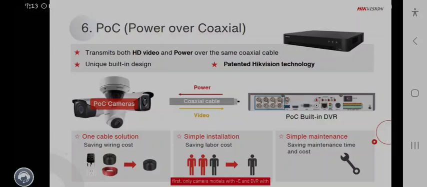First, only camera models with E and DVRs with P support the POC function. Second, don't access a third-party camera in the POC DVR, since the POC power is 48 volts and may damage the camera if the camera has no high voltage protection.